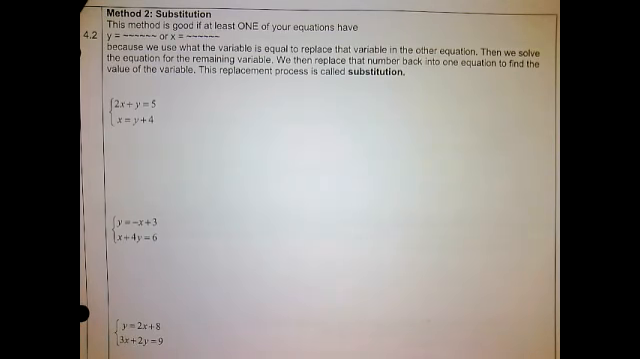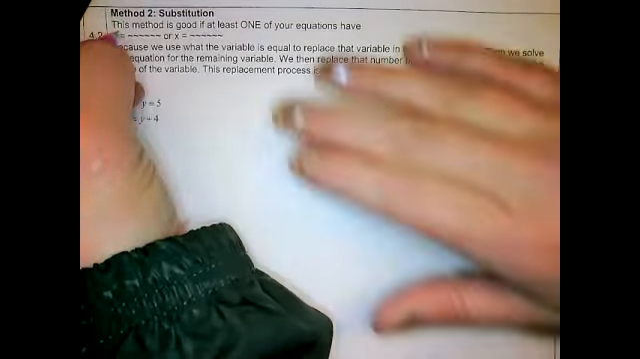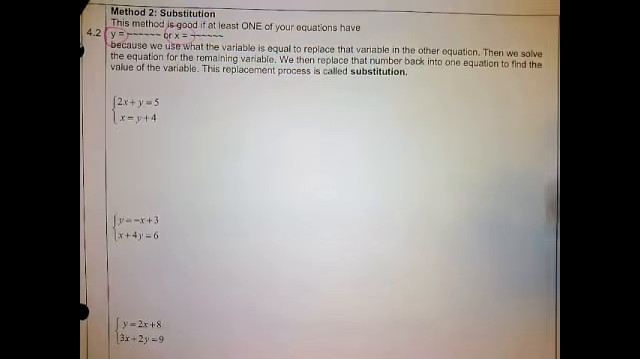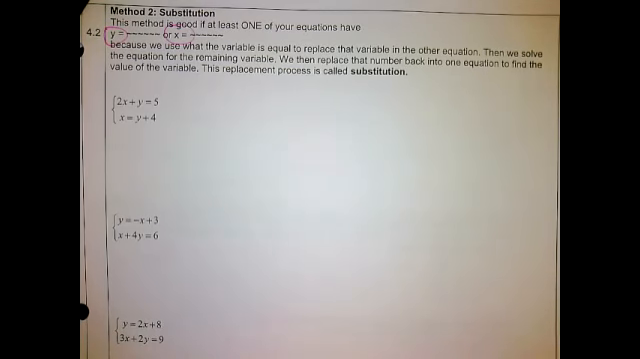Morning, Algebra 1. Today we are talking about method 2 for solving systems of equations. This method is really good if at least one of your equations has a y equals or an x equals. It doesn't have to. If it doesn't have one, then you can just solve one of your equations for either y or x. But there's another method we can use that we'll learn a little bit later that usually works a little bit better than having to solve.